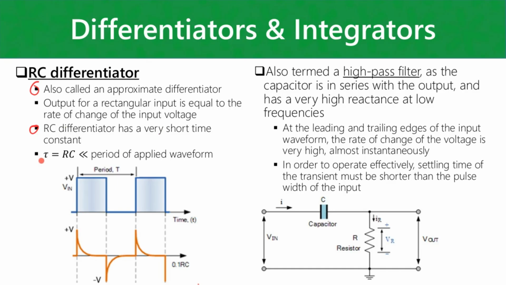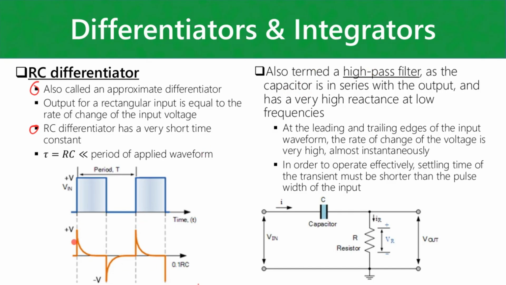Right, so the time constant in this case is much shorter than the period of the applied waveform. In fact, for this particular example, the time constant is almost a quarter of the pulse width. So the time constant is probably somewhere thereabouts. As you can see, it is much smaller than the period of the applied waveform, so that you can get that kind of output.